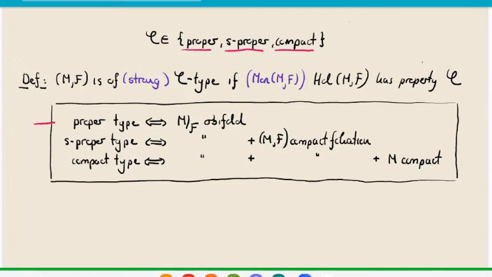So as we saw, proper type is equivalent to the leaf space being an orbifold. Source proper type is adding the property that the leaves must be compact. And compact type is adding the property that the ambient manifold has to be compact. You can actually be even more demanding and go to strong types, meaning that you put requirements on the larger monodromy groupoid. And geometrically, that will amount to putting constraints on the homotopy groups of the leaves of the foliation.